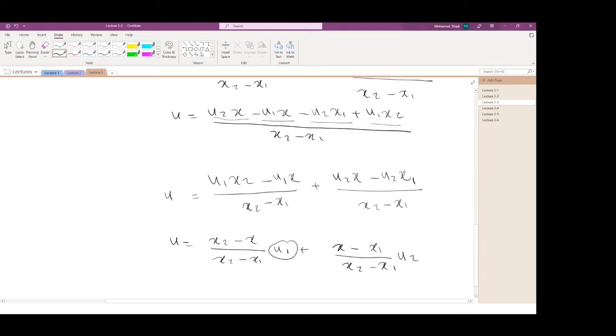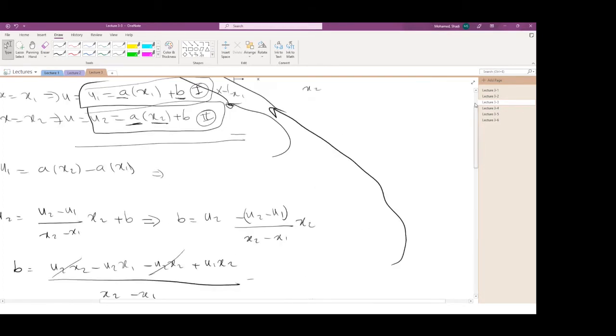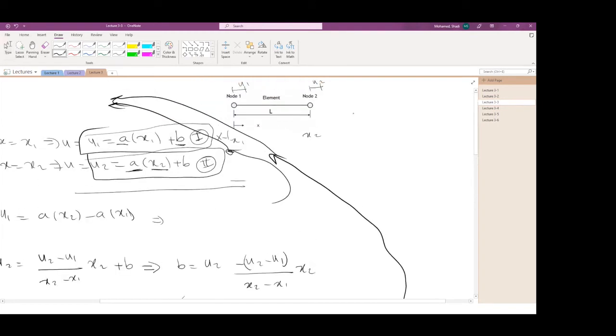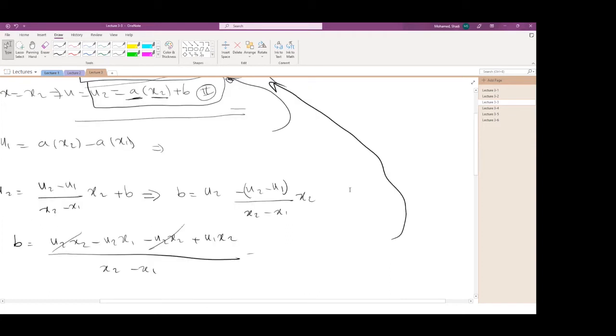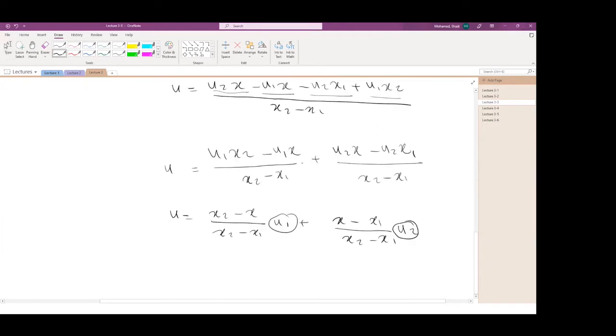So you have U1 and U2. So these are the nodal values for the displacement. This is the displacement at this node and at this node. So you have the nodal values for the displacement. You can find the displacement across the entire length as long as you know the values of U1 and U2 and you know the value of X.